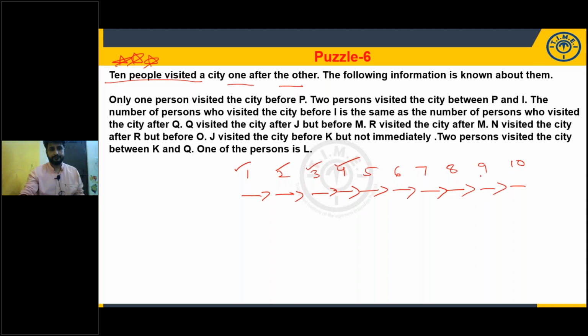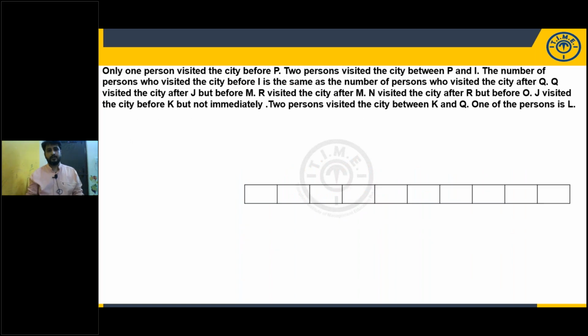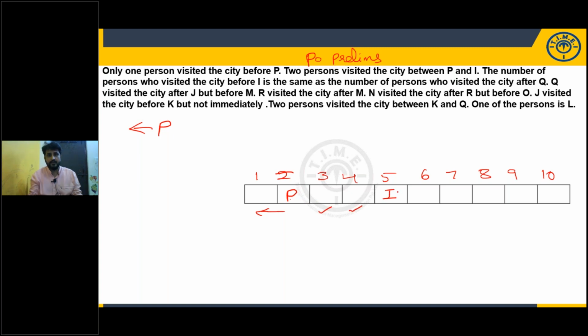Now let's answer the question. Only one person visited before P. So before P, only one person, so he must be the second person. 1, 2, 3, 4, 5, 6, 7, 8, 9, 10. So P will be here. Two persons visited the city between P and A. And this one is PO prelims level of difficulty. Two persons between P and A. P is here. So can I go before? No. So it has to be after 2 gaps and I will be here.